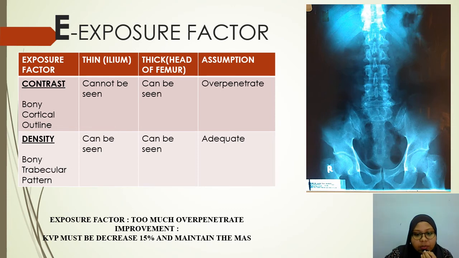Next is exposure factor. For exposure factor, the kVp used is over penetrate for penetration and radiographic contrast. This is because the bony cortical outline for thin structure, which is ilium, cannot be seen. Meanwhile, for the thick structure, which is head of femur, can be seen. Next, the mAs used is adequate for detail and density. This is because the bony trabecular pattern for thin structure, which is ilium, can be seen. It can be seen a little spider web here. Next, for thick structure, which is head of femur, also can be seen. So for this radiograph, the exposure factor is too much over penetrate. So to improve this, we must decrease kVp 15% and maintain the mAs.